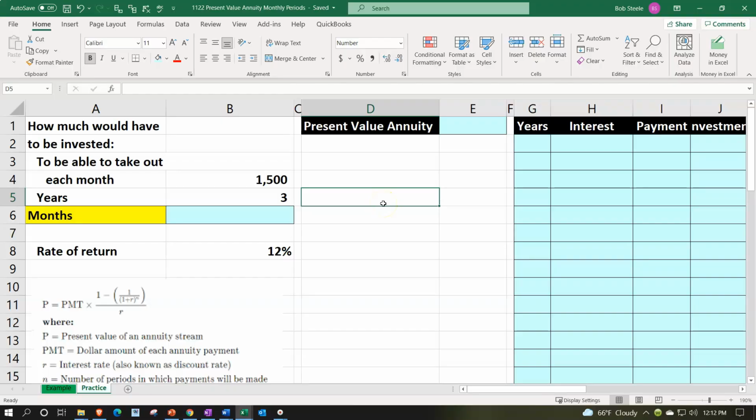Here we are in our Excel worksheet. If you have access to the Excel worksheet and would like to follow along, note that we're down here in the practice tab as opposed to the example tab, the example tab in essence being an answer key. Information on the left-hand side, we're going to populate into the blue area on the right-hand side.